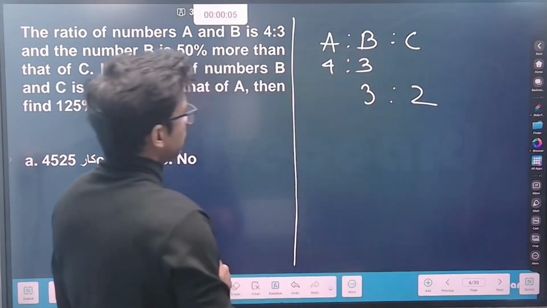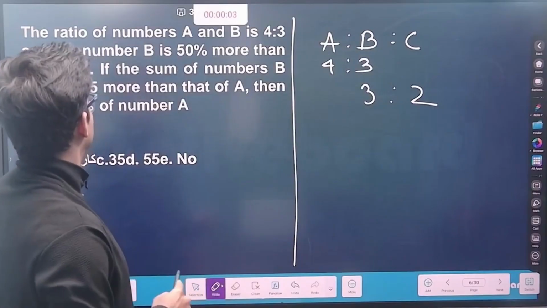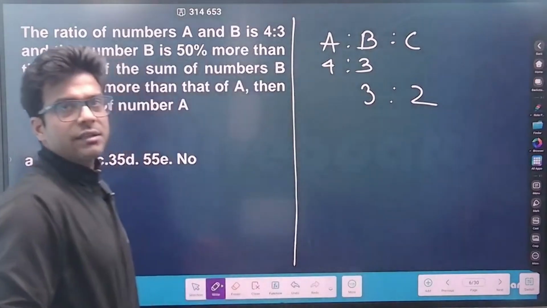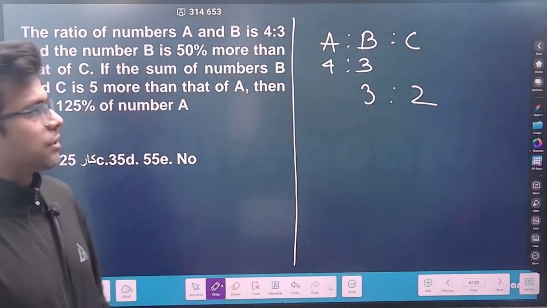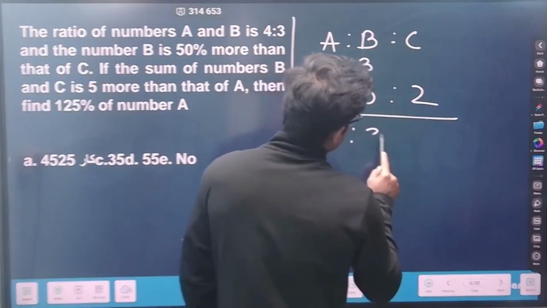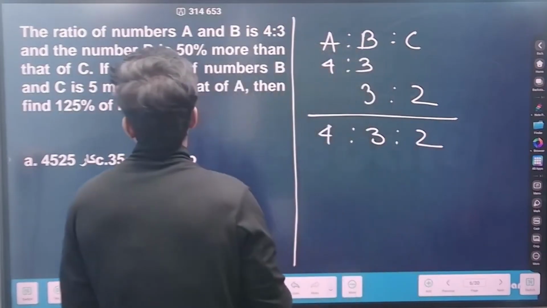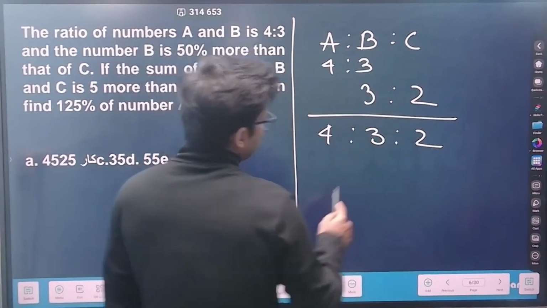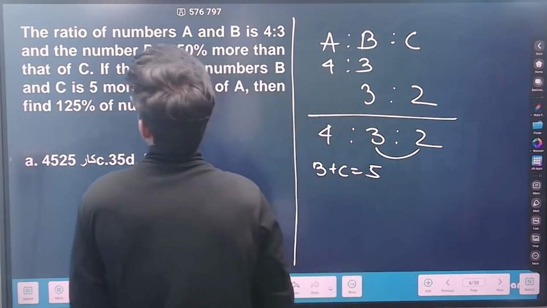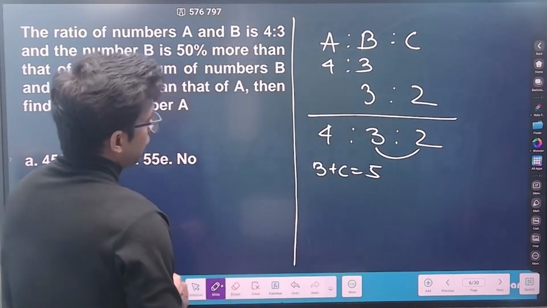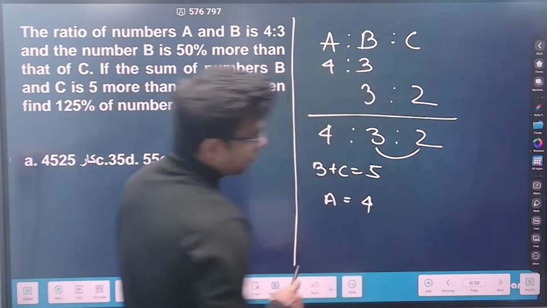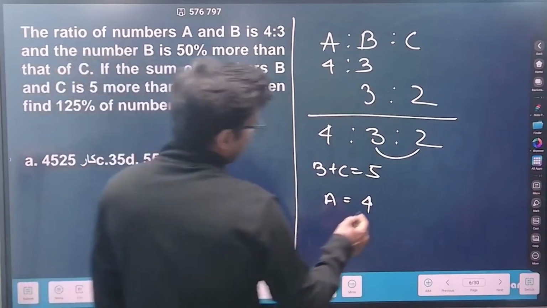Is it making sense? I hope so. So the ratio of A to B to C is 4:3:2. Correct? Now, the sum of the numbers B and C is basically 5, according to me. A is basically 4.